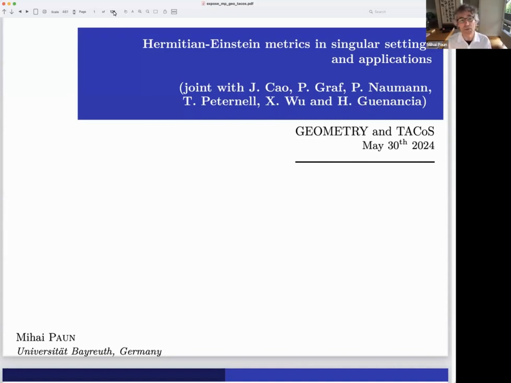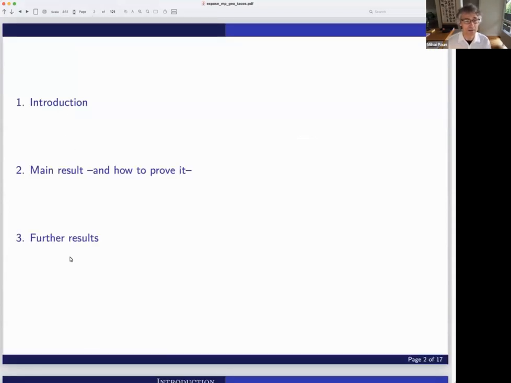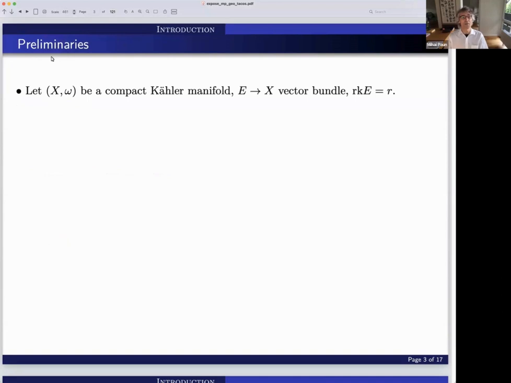Now, don't be impressed by the number you see here. 121 is just the number of times I have to click, and not the number of slides that will follow. So let's see now here. Here is the plan for the lecture. So let's go ahead and start with the preliminaries.